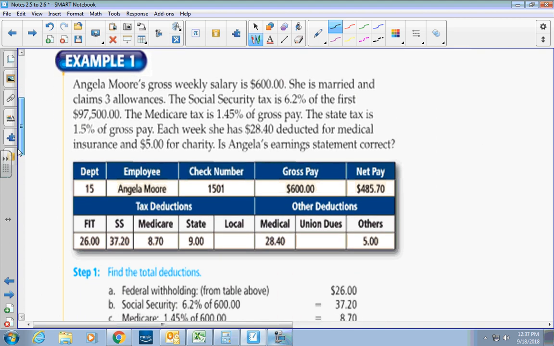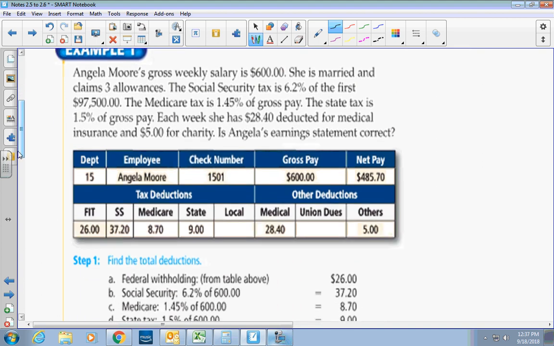So we're going to look at Angela. She has a weekly salary of $600, so go ahead and underline 600, that's important. She is married and claims 3 allowances. Her Social Security tax is 6.2%. Her Medicare tax is 1.45%. The state tax is 1.5%. I'm going to underline that. Each week she has $28.40 deducted for medical, and $5 for charity.